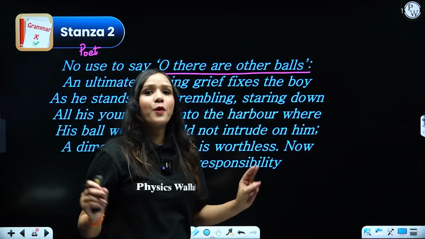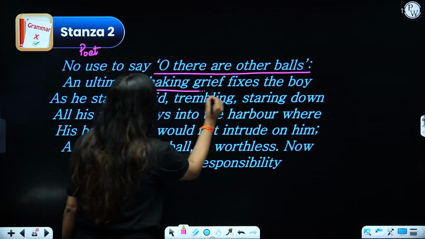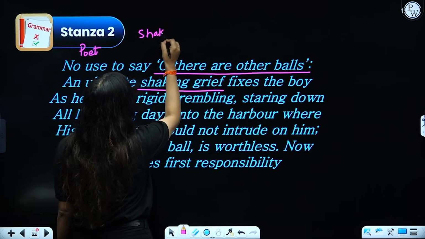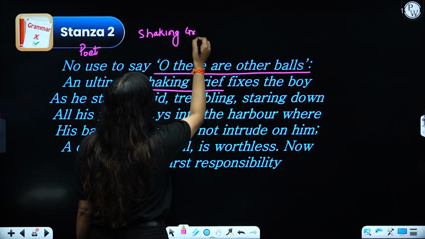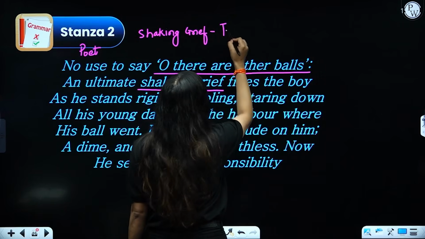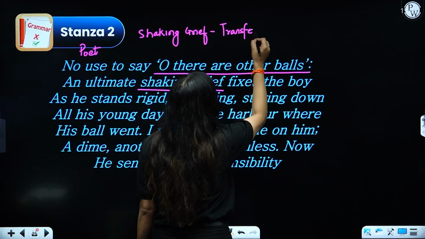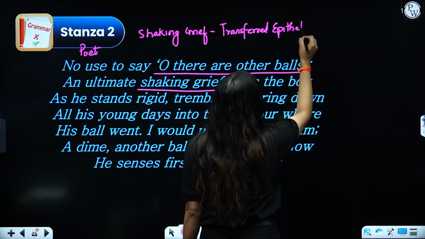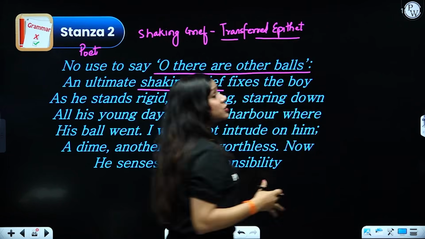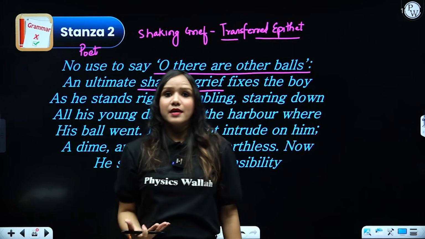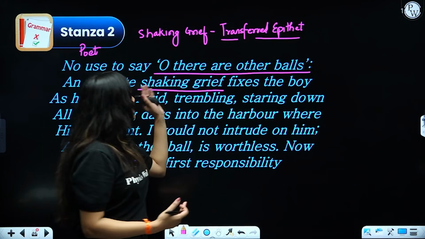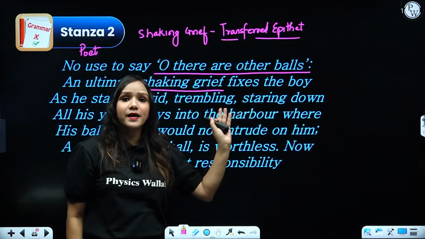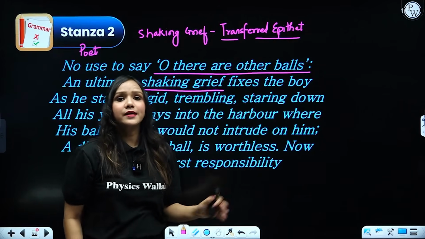There is a very, very important figure of speech that has been used here, shaking grief, which is, I'll write it here, transferred epithet. All right. Now, which is that literary device? We have also discussed the same in our previous session, with the help of an example. So here what happens? Shaking grief. It is not the grief here which is shaking. It is the boy who is shaken with grief, right?